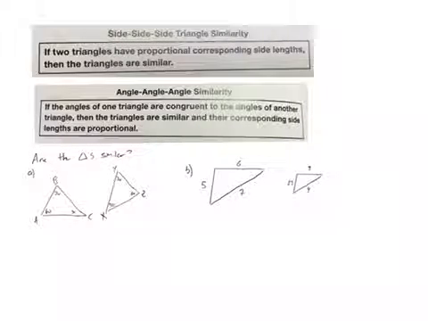So now we're just trying to see for A and B, are the triangles similar? We're going to say yes, they're similar, or no, they're not similar. So let's look here at part A. I have a 60, a 70, and a 50. And the second one also has a 60, a 70, and a 50. So then by this angle similarity, I could say that these two are similar.